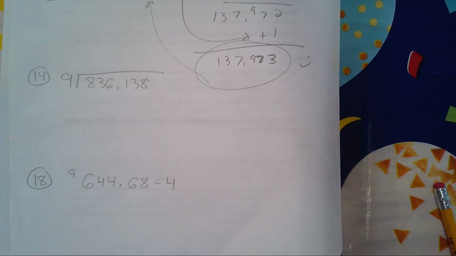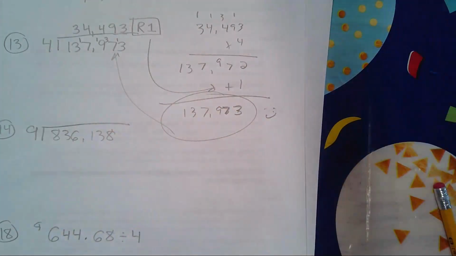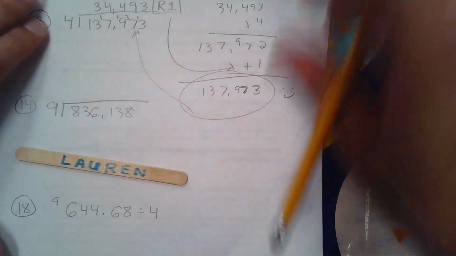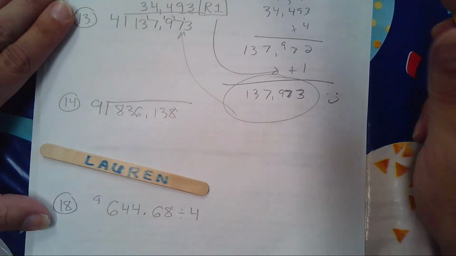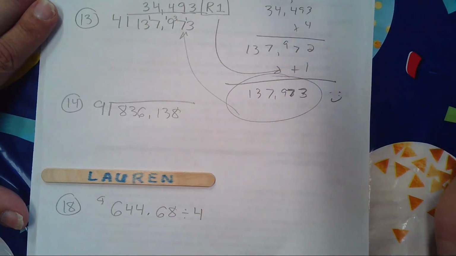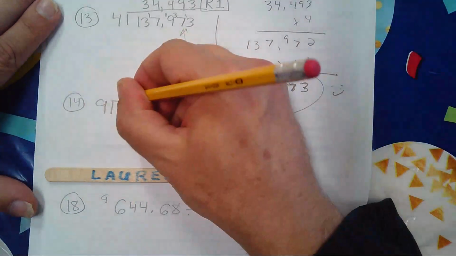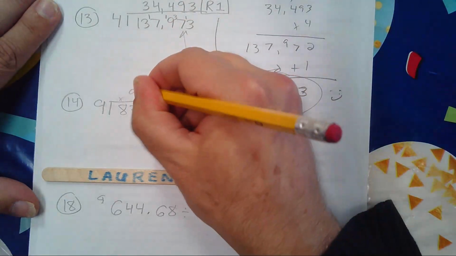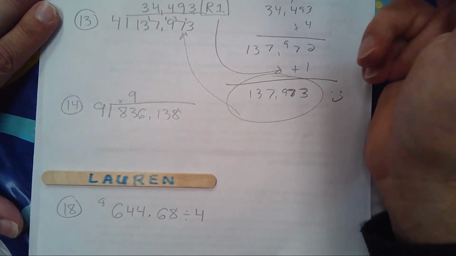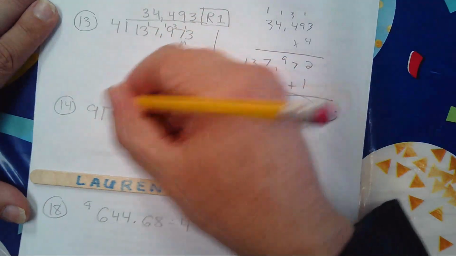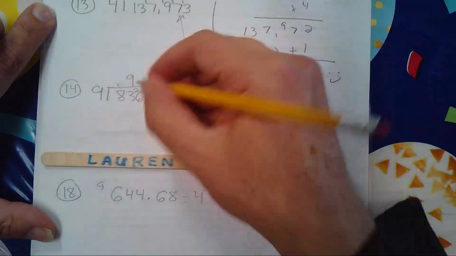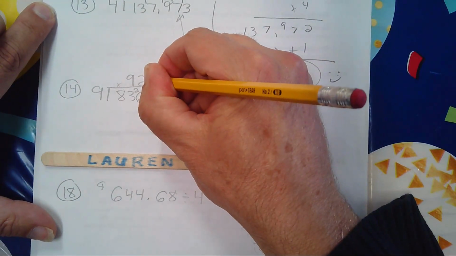Okay, 14. George is not here to help us. Lauren. All right. So we cannot do 8 into 9. So, 83, 9. And then we put the 2 left over to the 6. 9 times 9 is 81. 83 minus 81 is 2. And then 2 to the 6, 26, and then the 2 there.